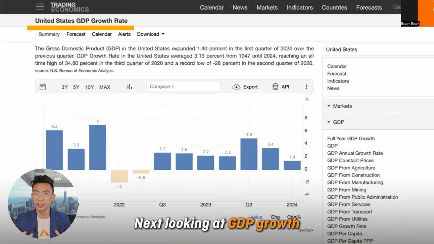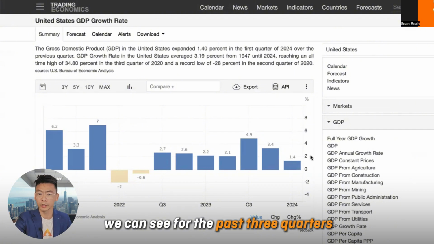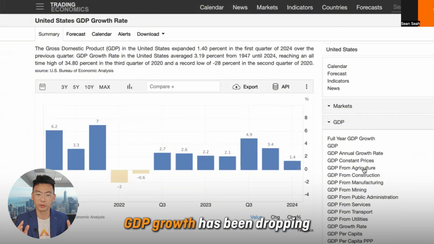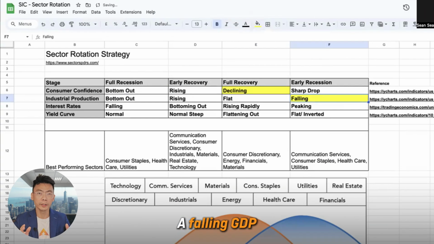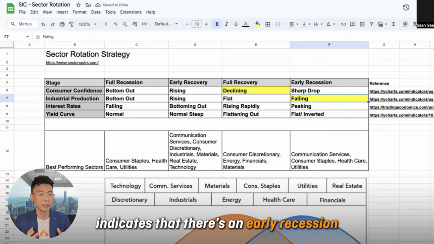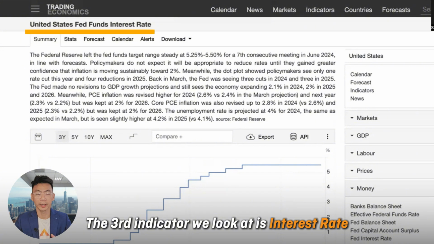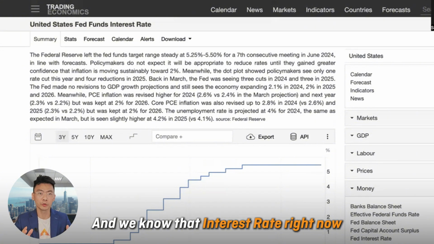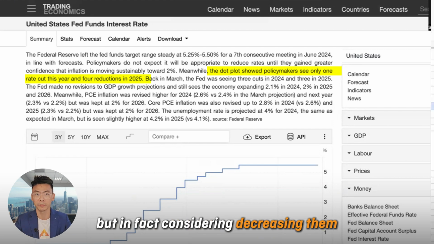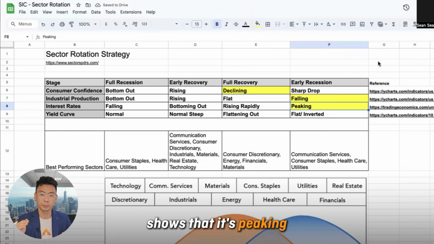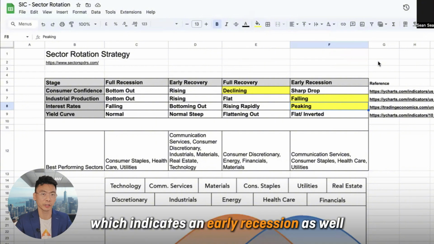Next, looking at GDP growth, we can see that for the past 3 quarters, GDP growth has been dropping from 4.9% all the way to 1.1%. A falling GDP indicates that there's an early recession. The third indicator we look at is interest rate, and we know that interest rate right now is at an all-time high, and the Fed is not intending to increase them, but in fact considering decreasing them. So this third indicator, interest rate, shows that it's peaking, which indicates an early recession as well.